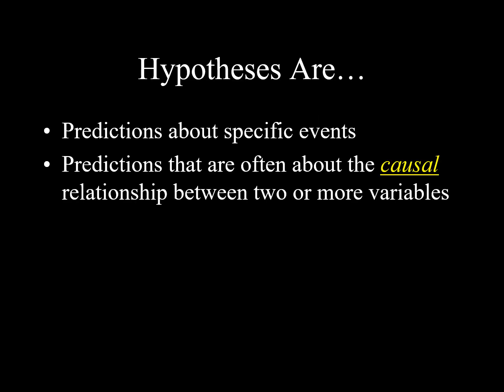So hypotheses are predictions about specific events, and these predictions are often about the causal relationship between two or more variables. So it doesn't have to be causal. And remember that causation has a set of methodological requirements, which includes temporal precedence, that we have to know our IV happened before our DV, and generally the only way to know that with certainty is if we control it. However, generally across the board, any hypothesis is a statement of a prediction. A variable or variables is related, potentially causally, to other variables or variable.